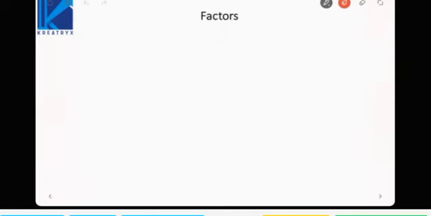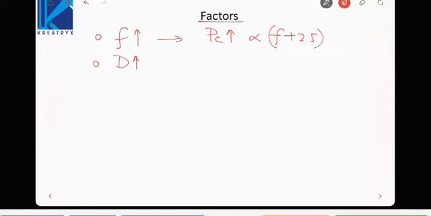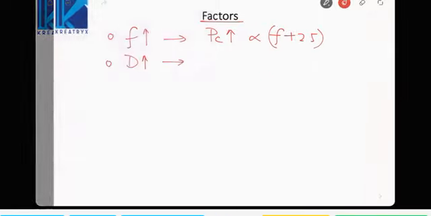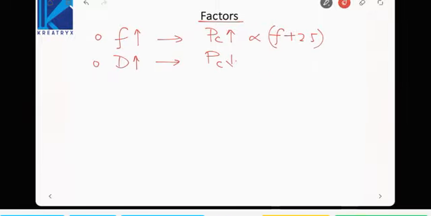So let us understand the factors on which the corona loss will depend. First, frequency. As frequency increases, corona loss will increase. We just now saw it is proportional to f plus 25. What happens if we increase the spacing between the conductors? If you increase the spacing between the conductors, then the corona loss will reduce. So Pc reduces. It is inversely proportional to root d.